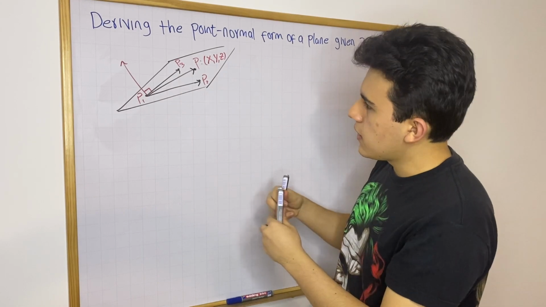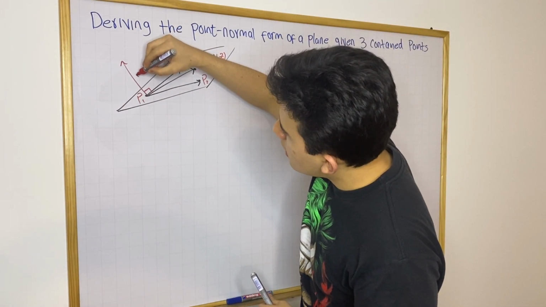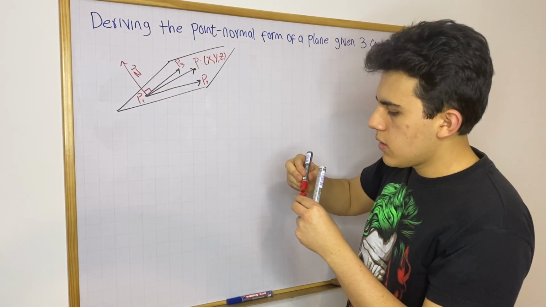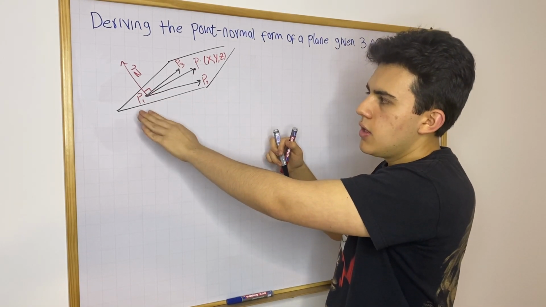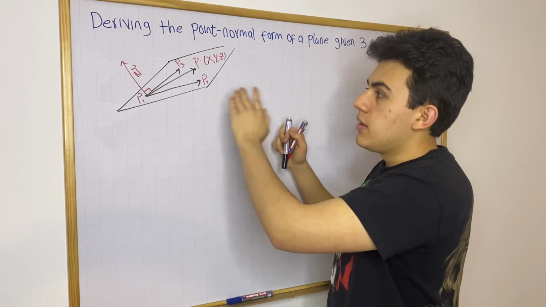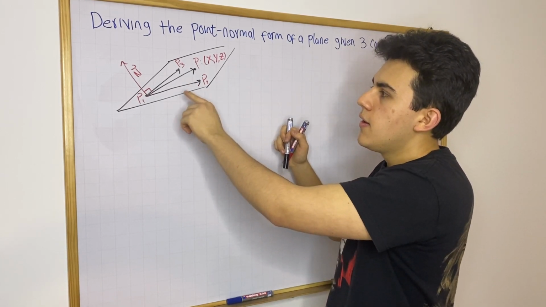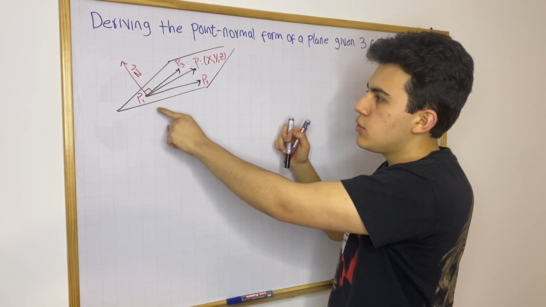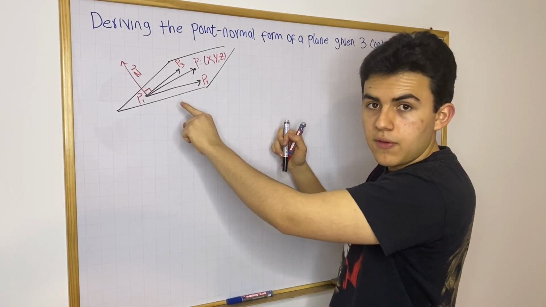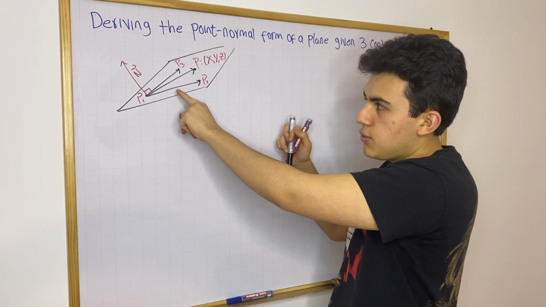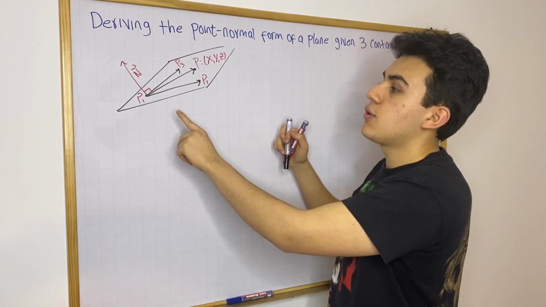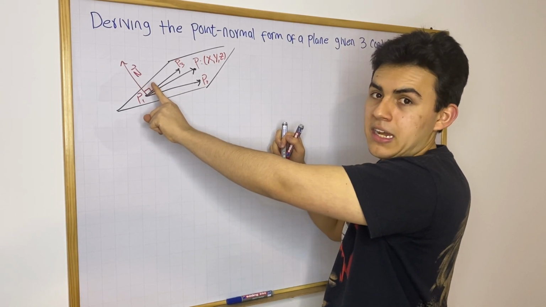If this normal vector, which I'm going to label as N, is perpendicular to the plane, and the plane is parallel to the vectors P1 to P3 and P1 to P2, then since the plane is parallel to these vectors, the vectors must be perpendicular to N.